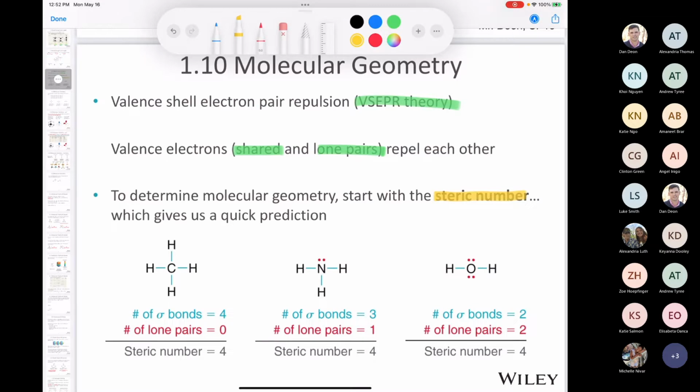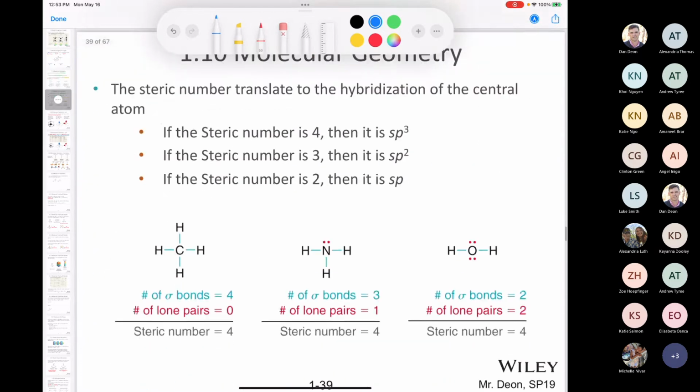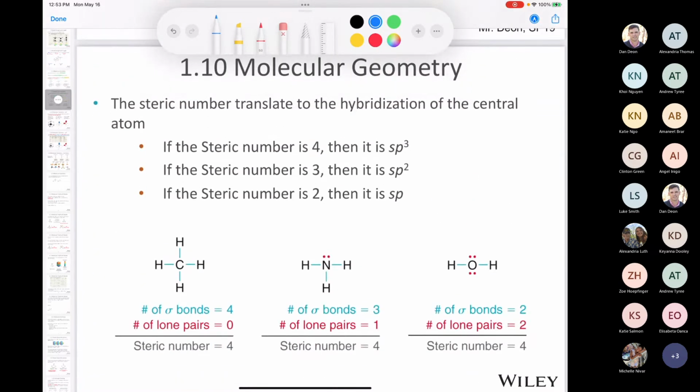So if we have methane, for example, you can see that it has 4 sigma bonds, no lone pairs. So we say that it has a steric number equal to 4. If we go to ammonia, it has 3 sigma bonds and 1 lone pair. So it also has a steric number of 4. And water also has a steric number of 4. It has 2 sigma bonds and 2 lone pairs. However, even though all 3 of these have the same steric number, they don't have the same molecular geometry. What they do share in common is the electron geometry, not their molecular geometry.